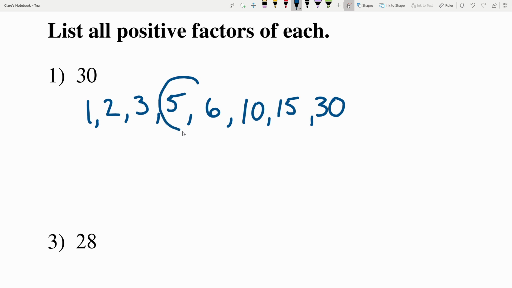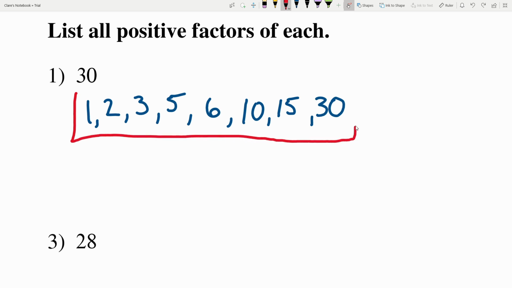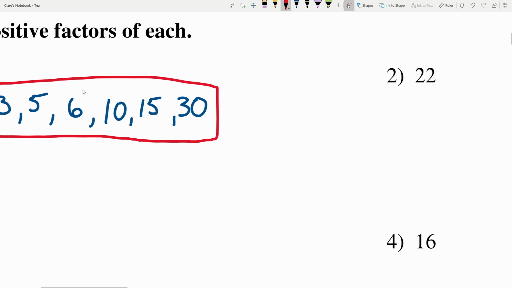And now, if you see, there's not a whole number in between 5 and 6, which are multiplied together to give me 30, that I can find. So my factors in number 1 are 1, 2, 3, 5, 6, 10, 15, and 30. Let's move on to number 2.